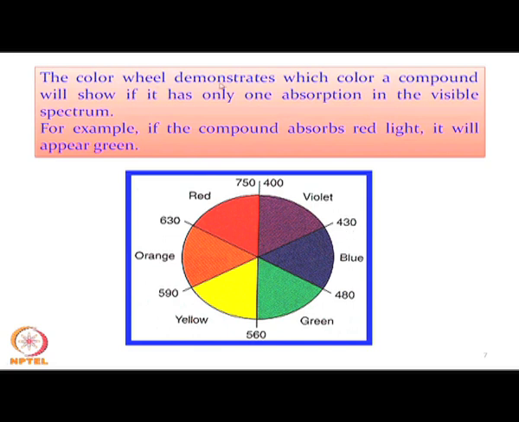So, the wheel basically demonstrates which color a compound will show if it has only one absorption in the visible spectrum. Just now we have seen that one particular color we are seeing, but we are recording it at its corresponding absorption. So, what we are measuring is the absorption, but we are looking at the solution, and what we see is the complementary color, or the emitted fraction of the white light. So, if a compound absorbs red light, it will appear green.